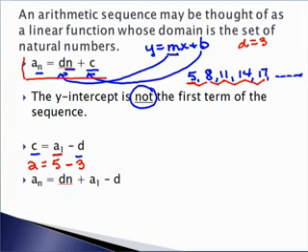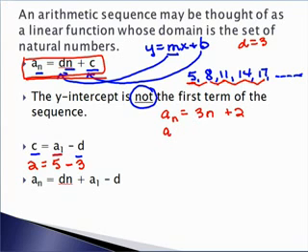So for this formula then, for the a sub n, we would get our difference of 3 times n plus 2. And let's check it again. So let's say we want to find the value of the third term. So that means our n is 3. So we'd go 3 times 3 plus 2. 9 plus 2 is 11. That should be the value of our third term. And yes, it is.